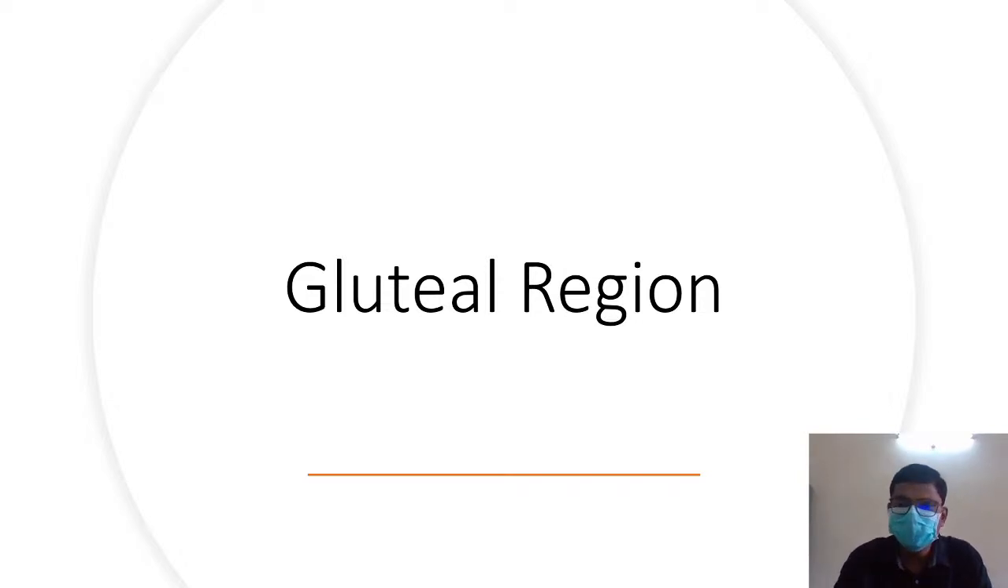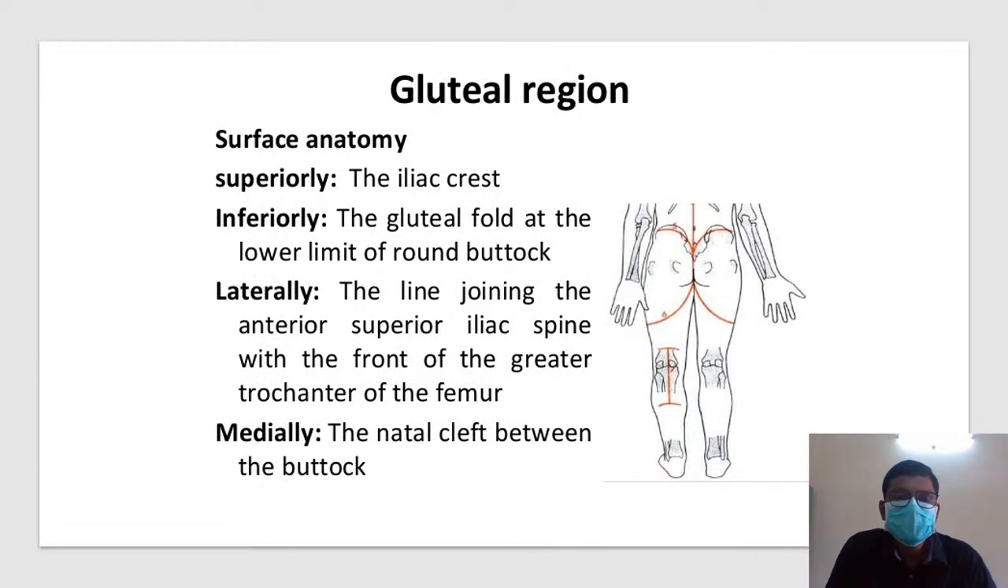So let us start our topic today, that is about the gluteal region. So the gluteal region, coming to the surface anatomy, the boundaries of this gluteal region are superiorly the iliac crest, where you can see in this orange color line, okay, and inferiorly the gluteal folds which are there.